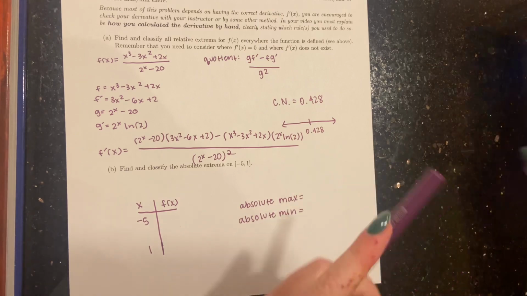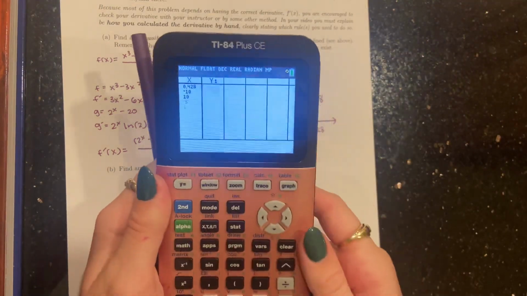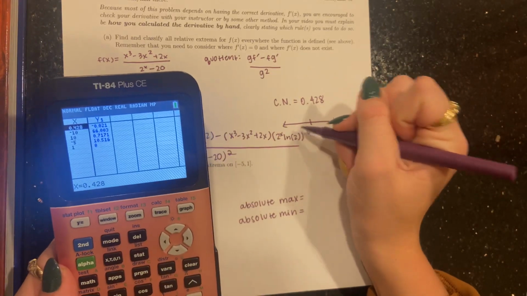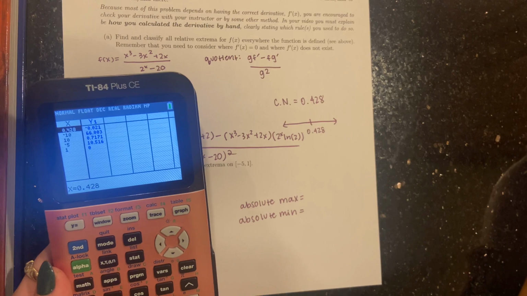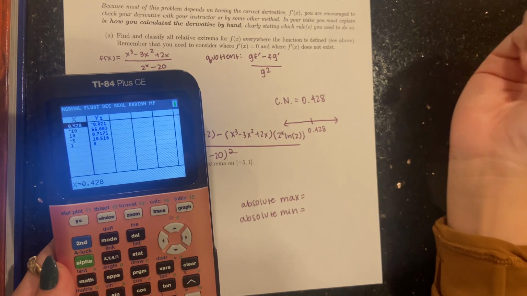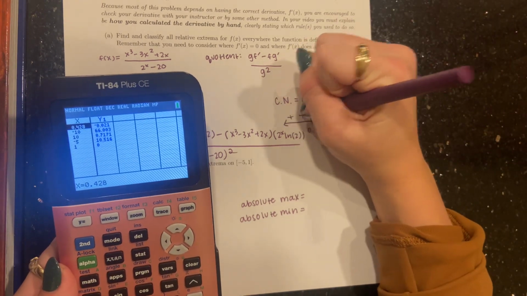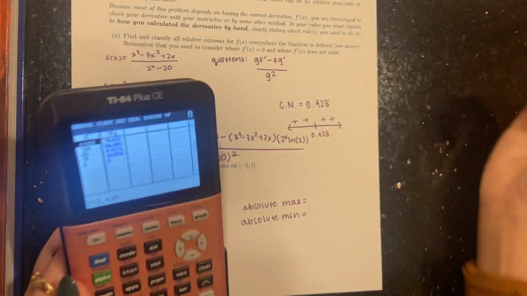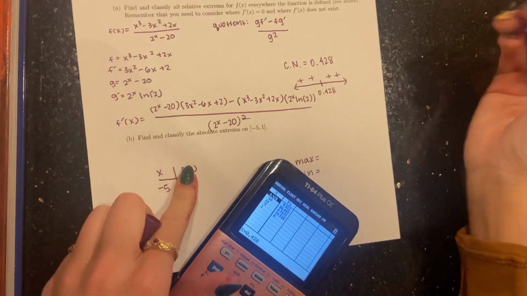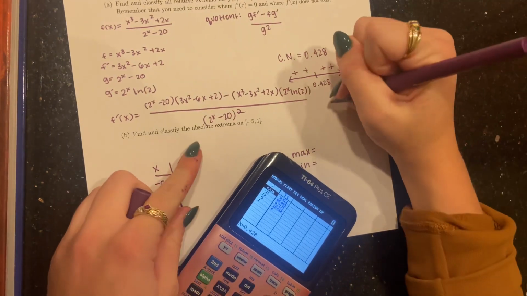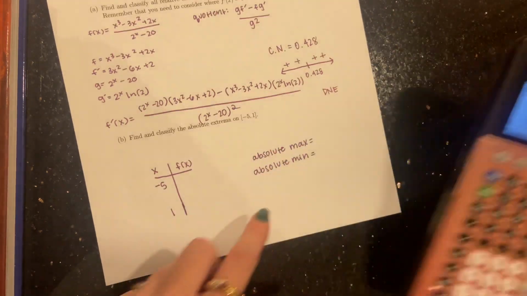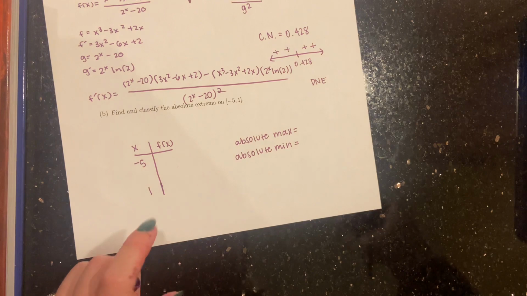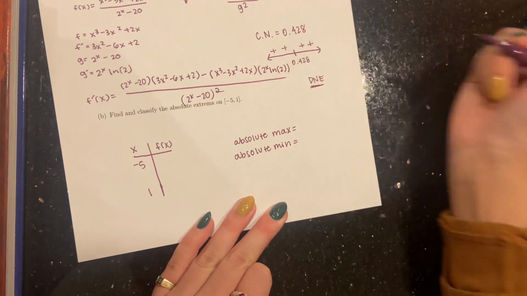And I'm going to plug my function into y equals and go to my xy chart. And then I plug in a value less than and greater than 0.428, and I chose negative 10 and positive 10. So their outputs are both positive numbers. So from there, I know that the derivative at x equals 0.428 does not exist. So all this means is that it's not a max or a min, it's just a flat point on my graph.